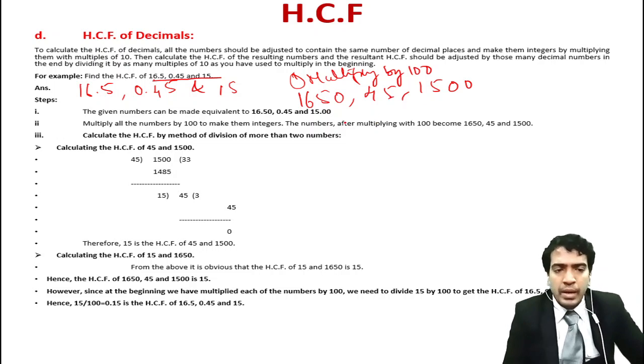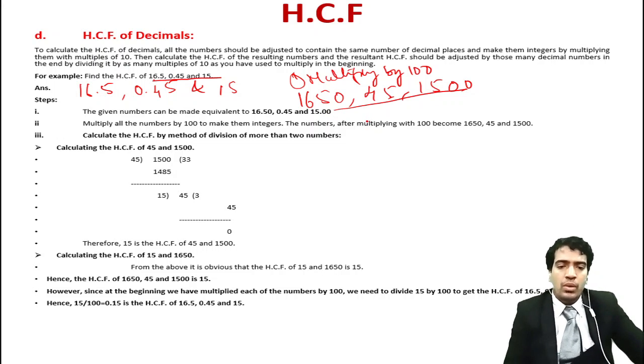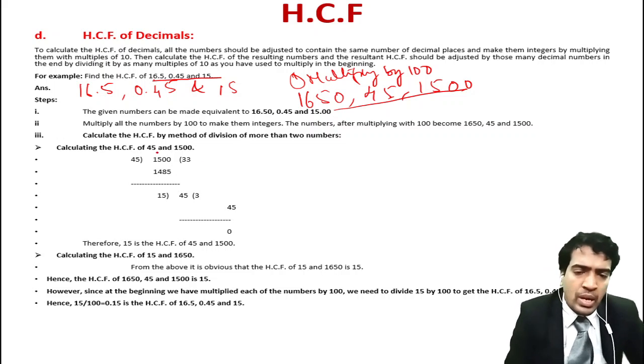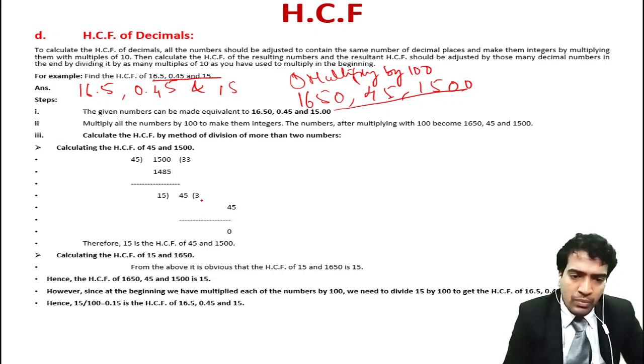Okay. Now calculate the HCF of these three. So you can use the method of division. Now first take 45 and 1500. Now when you multiply 33 times, it will give you 1485 and 15 is the remainder. And when you take the divisor 45 here, 15 3s are 45 and leaves the remainder 0. So the HCF of 45 and 1500 is 15.